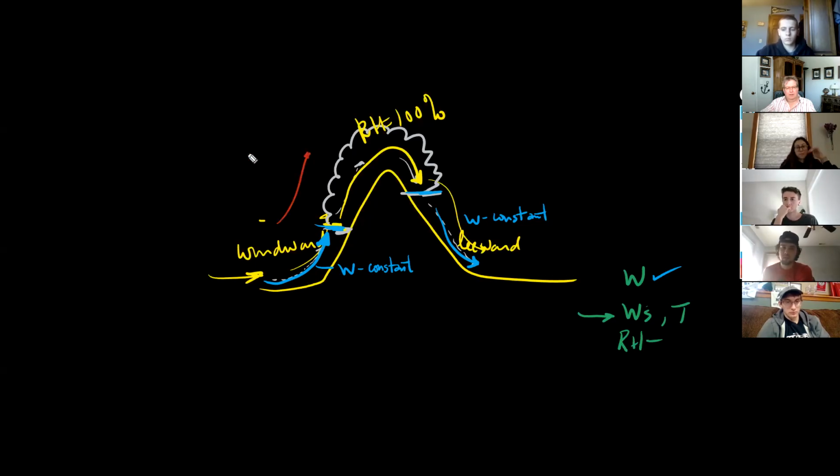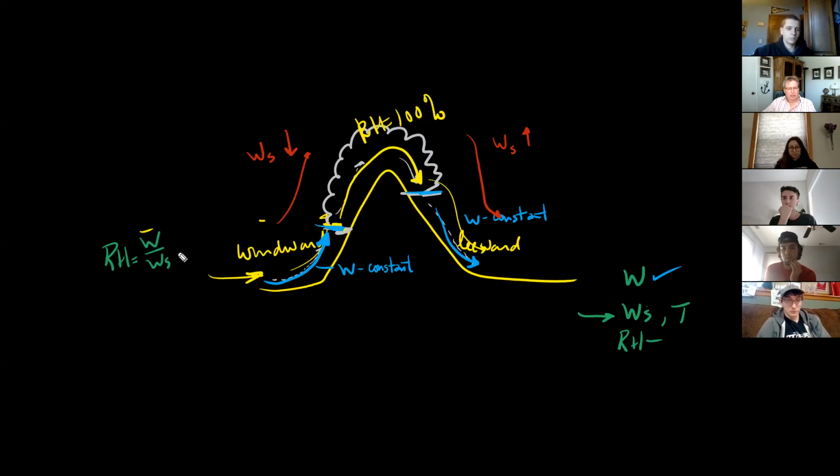We said W sub S decreases going up the mountain, and W sub S increases coming down. And then in this case, what we're going to say is the relative humidity is W over W sub S. And as W stays constant, W sub S is going down, relative humidity must go up. So we say RH increases. Coming down the mountain, it's just the opposite. When I'm out of the cloud, W sub S is going up, which means relative humidity is going down.